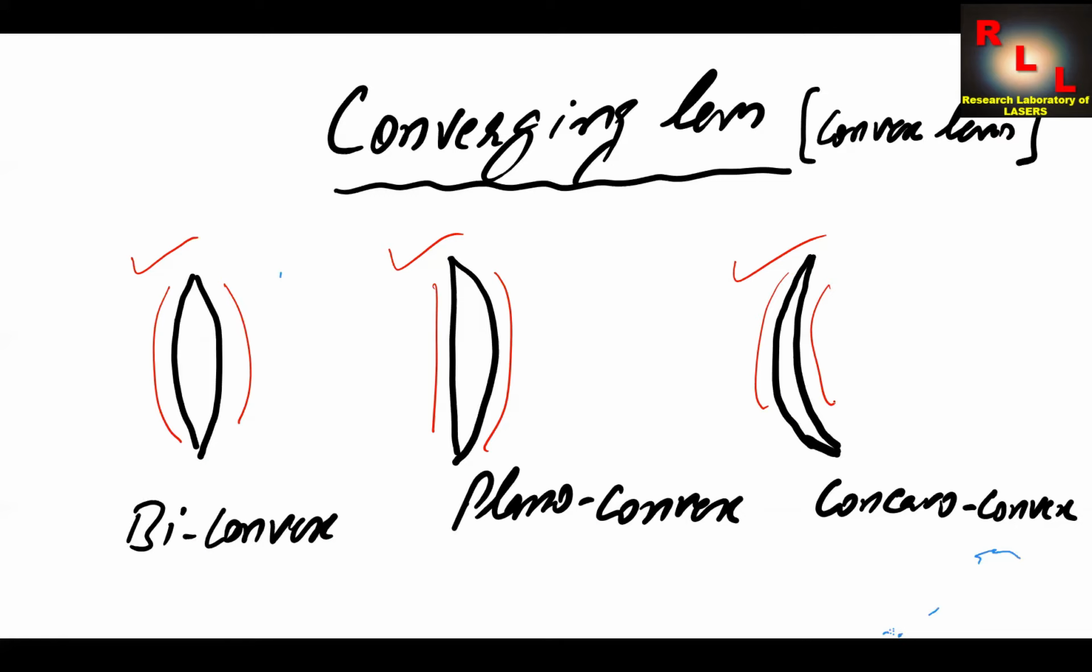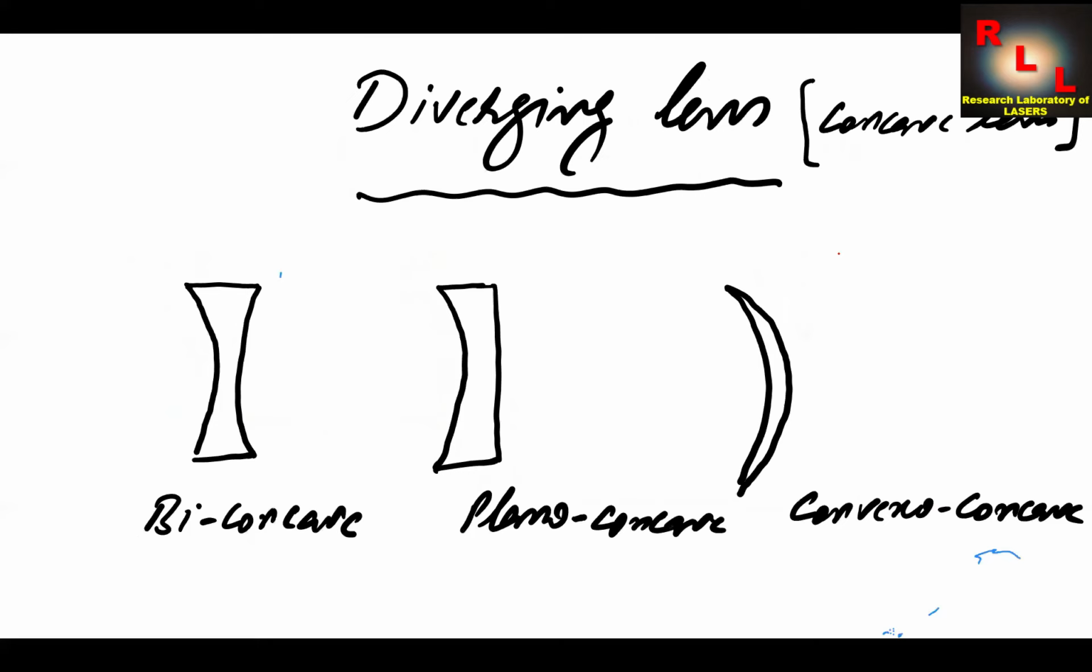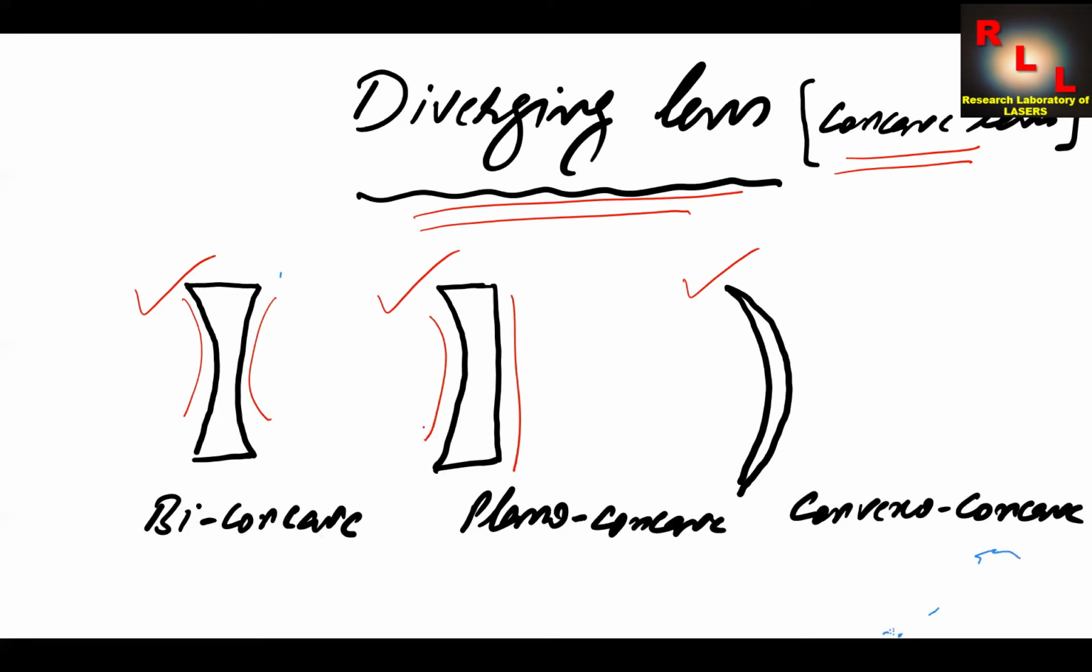Now, if we move to the other kind, diverging lenses or concave lenses, there are three types here: biconcave, plano-concave, and convexo-concave. In biconcave, both sides are concave. In plano-concave, one is plane and one is concave. And in the last, one is convex and one is concave, that is why it's called convexo-concave.